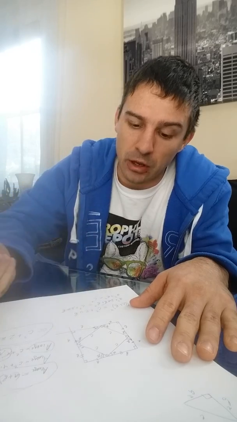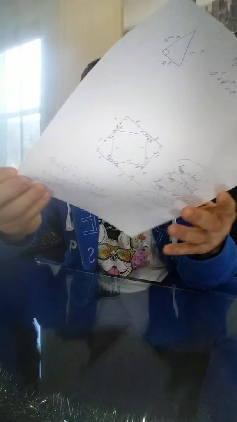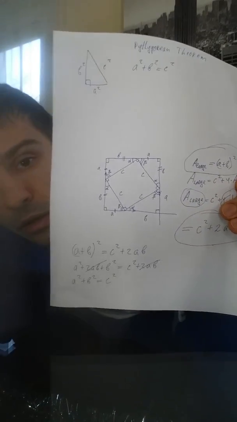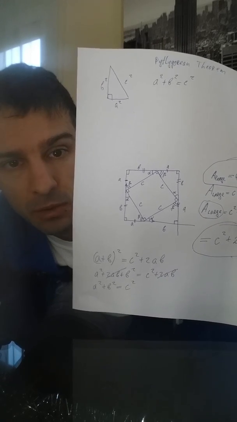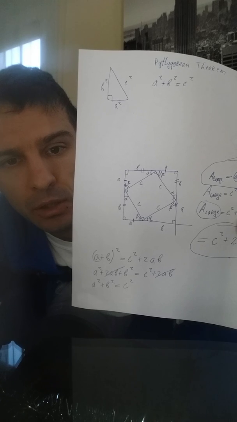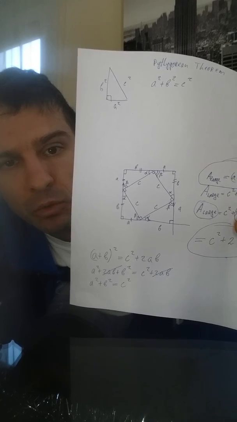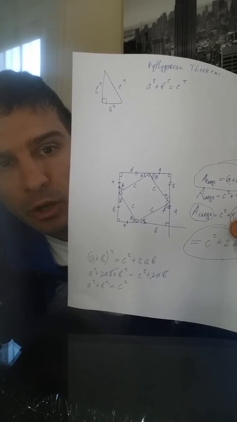So, what do we have left? On the left side, we have a squared plus b squared. And on the right side, we have c squared. And in Russian, it would be called ЧТД, что и требовалось доказать. And basically, that's what we were looking for: a squared plus b squared equals c squared.